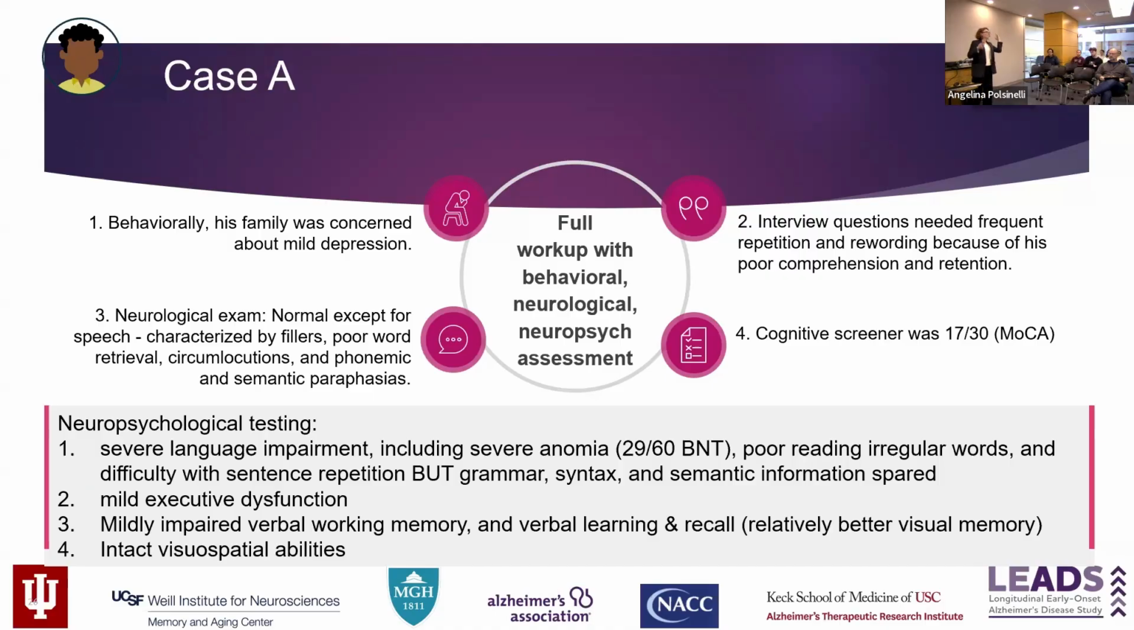On neuropsych testing, the language impairment came out for sure. He was severely anomic. So when we asked him to name things, he had trouble naming what the items were. He could describe them, but he couldn't name them. 29 out of 60 on a test called the Boston Naming Test is incredibly low, very, very low.